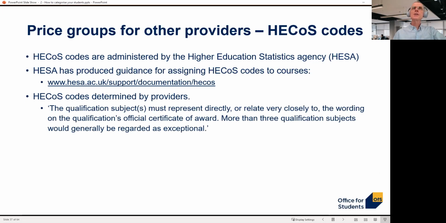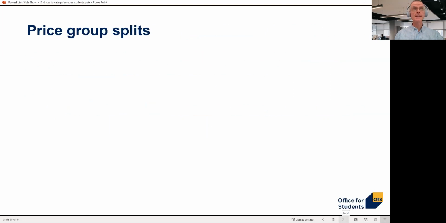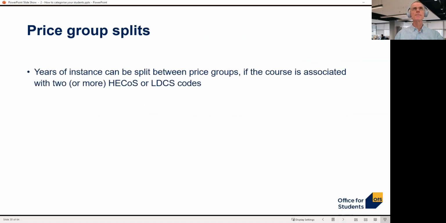It says the qualification subjects must represent directly or relate very closely to the wording on the qualification's official certificate of award. More than 3 qualification subjects would generally be regarded as exceptional. So this last part here is interesting because of what it's referring to. It's the fact that you might have study activity which spans different price groups. So let's have a look at this kind of concept here.